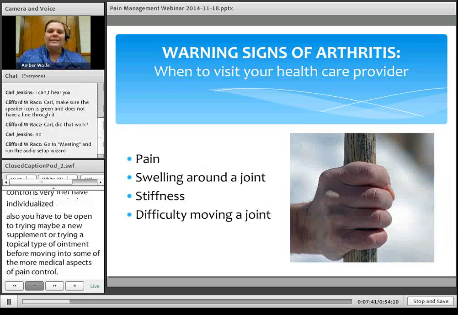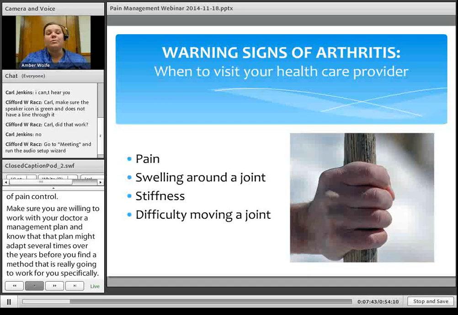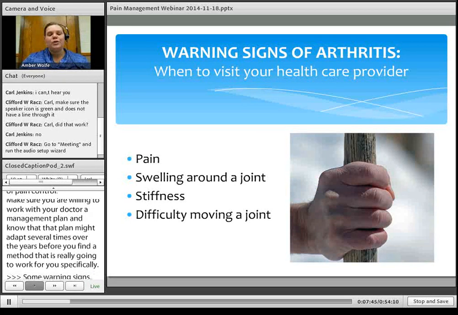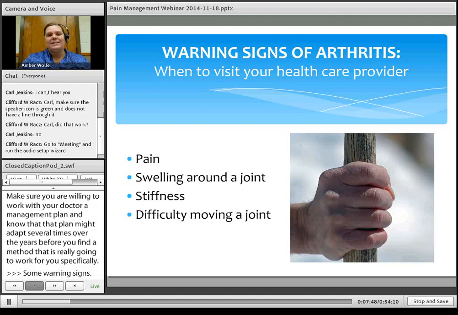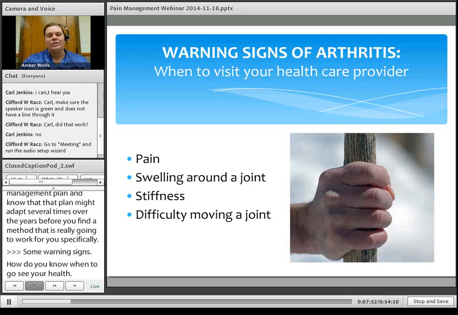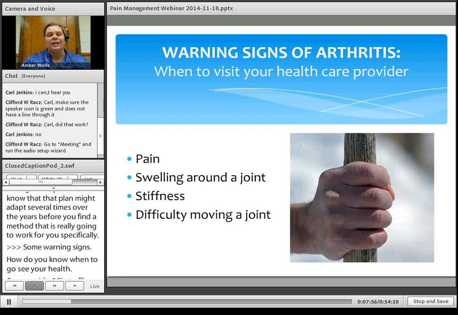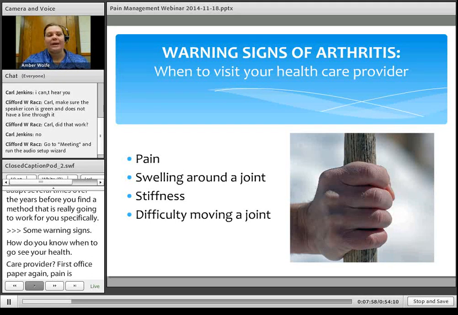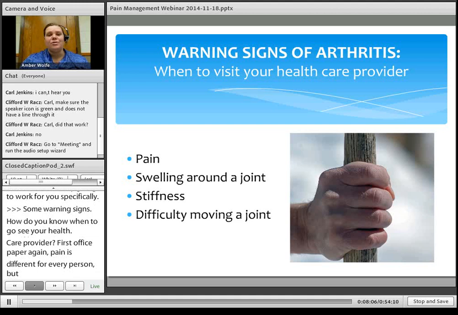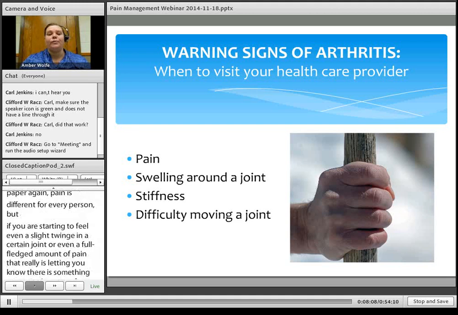Some warning signs: how do you know when to go see your healthcare provider? First off is pain. Again, pain is different for every person, but if you are starting to feel even a slight twinge in a certain joint or even a full-fledged amount of pain that really is letting you know that there's something wrong in that part of your body, that should be your number one indicator. However, if you also notice some swelling around a certain joint or stiffness in those joints, you'll also start to notice that you have difficulty performing tasks.